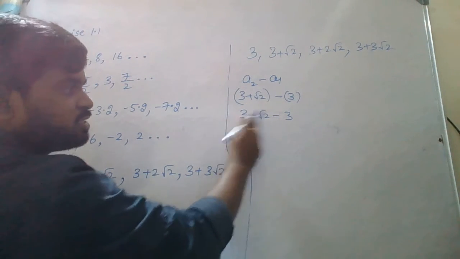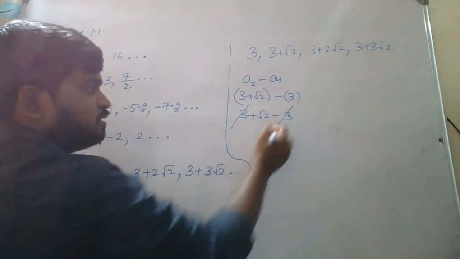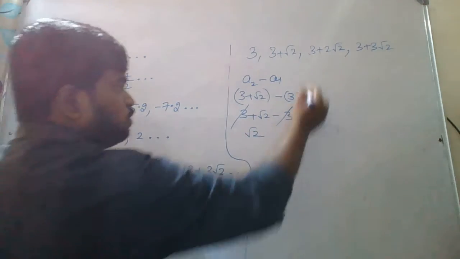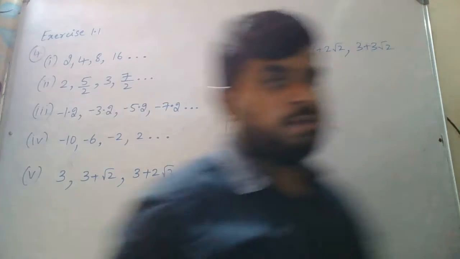3 is also rational. Minus 3 is also rational. So I can cancel it. I'll be left with root 2. Let's go with the next one.